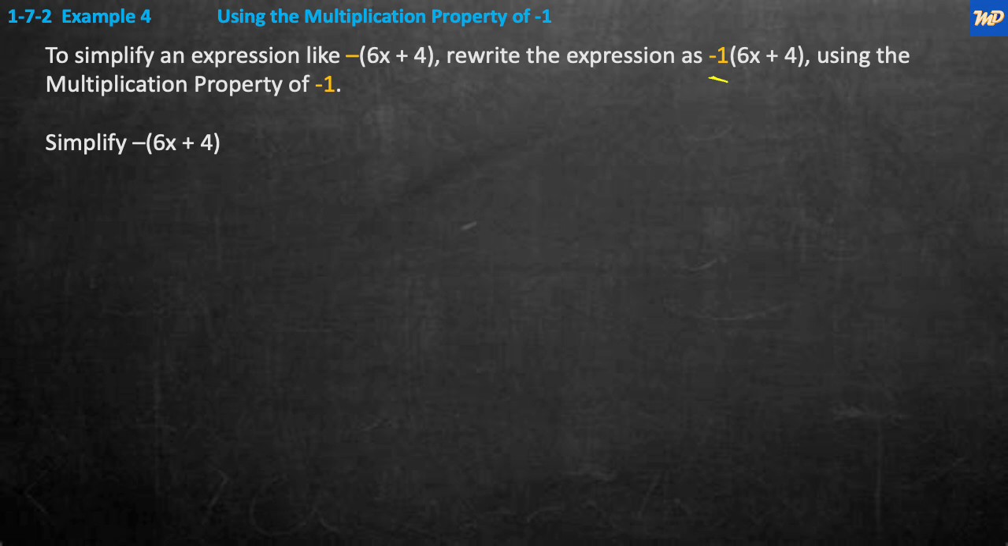So using multiplication property of -1, to now simplify negative the quantity 6x plus 4. It's the same problem. We're going to simplify it, right? So we're going to say negative the quantity 6x plus 4 is equal to -1 times the quantity 6x plus 4. And what does that equal to? That equals negative 6x minus 4, because you have to carry that negative through both terms. Okay?